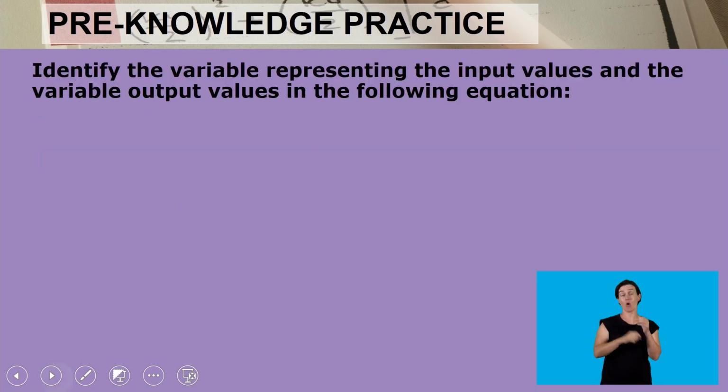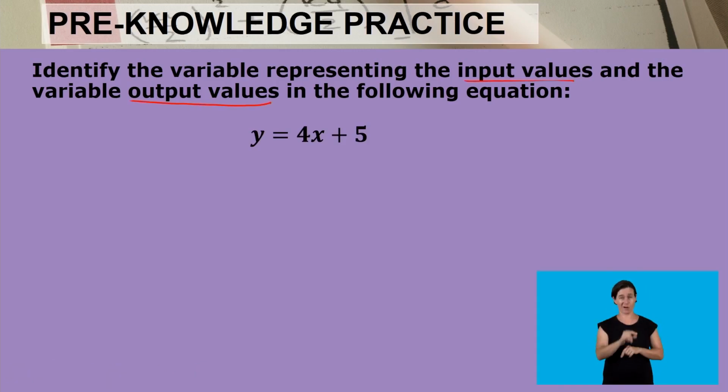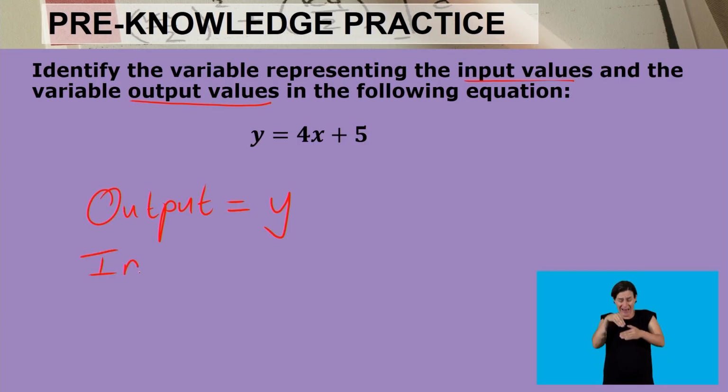The last practice question that we are going to look at: we are going to identify the variables that represent the input values and the output values in the following equation. We have been given the equation y equals 4x plus 5. As we have seen in the previous questions, the output value is represented by the y, and the input value is represented by the x. These are things that we already know and that are going to help us in our lesson today.